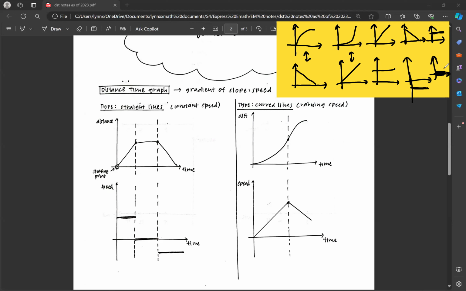So far, so good? Understand all this conversion already? Okay. So with that, we'll be able to do. So always take note, guys. Please go and highlight this. Very important. When it's a distance time graph, the gradient of the slope represents the speed. The gradient of the slope represents the speed.